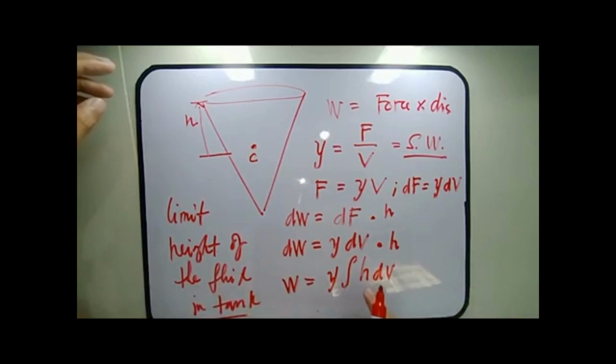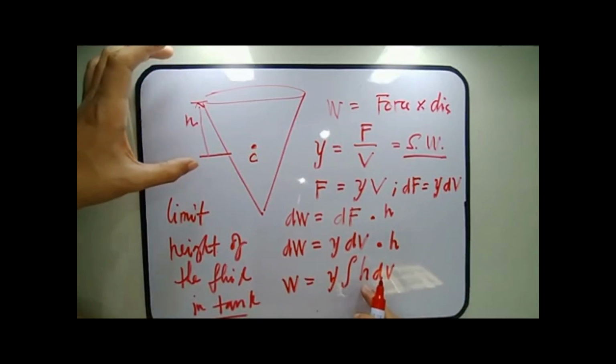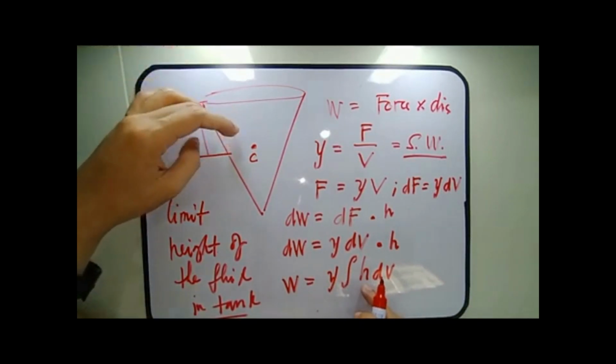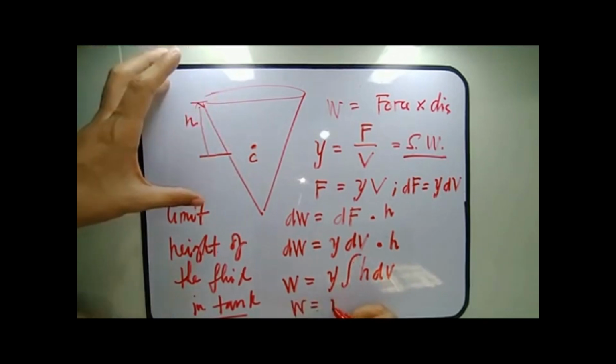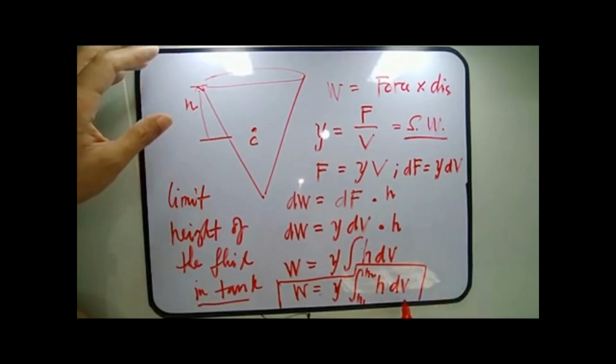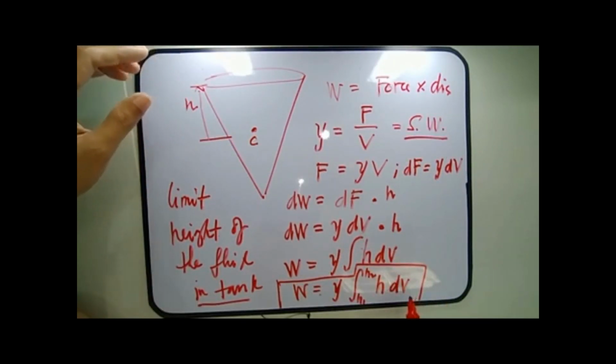And h here depends on the distance of the centroid to where it should be pumped. Specific weight times the integral of h dv, so let's say from h1 to h2. So this will be our concept. And the differential volume here, guys, is the topic we have discussed before.